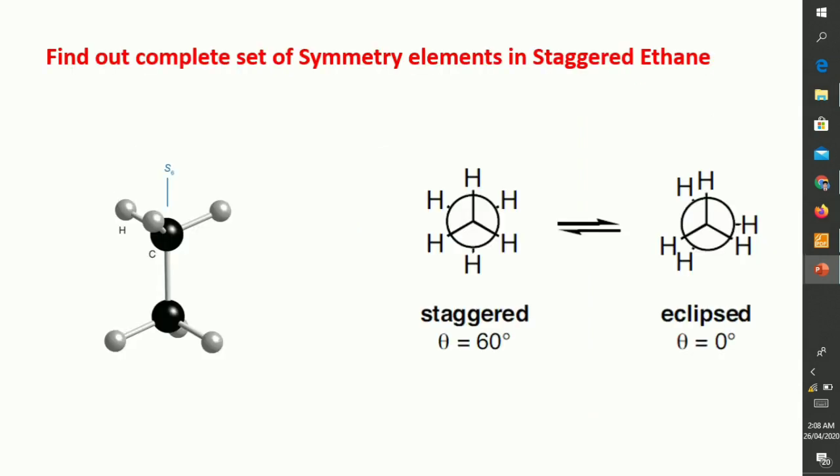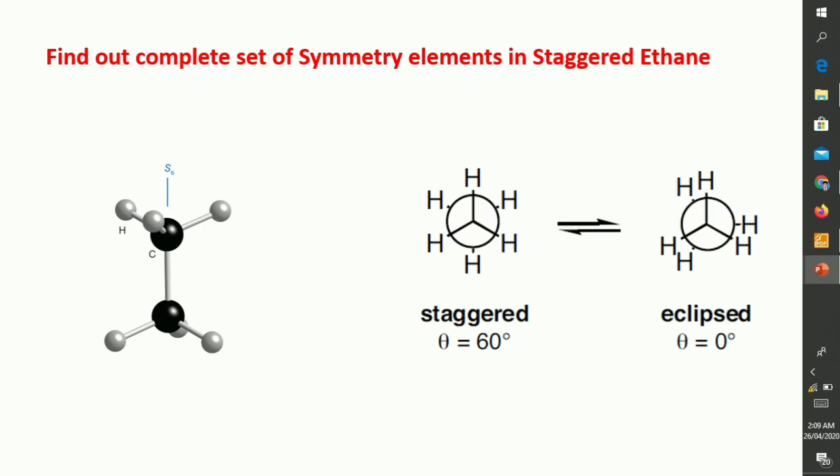So here is another example. Find out the complete set of symmetry elements in staggered ethane. There are 2 types of ethane. One is the staggered and the other one is eclipsed. Now I would like to talk about only the staggered molecule, because it's quite a tricky molecule and it's quite difficult to find the symmetry elements and operations in the staggered molecule.